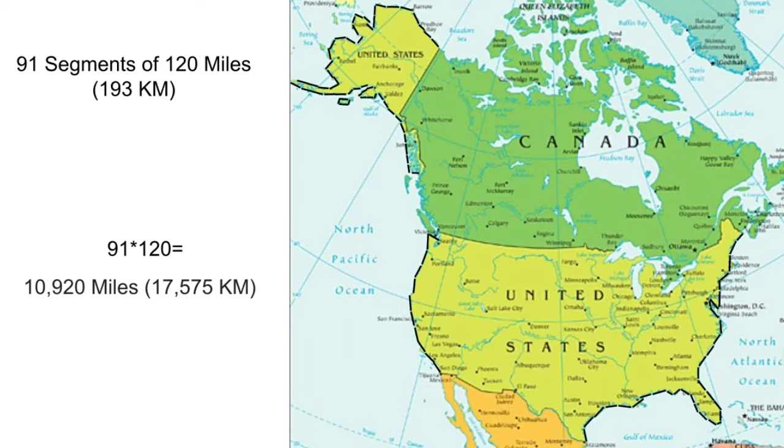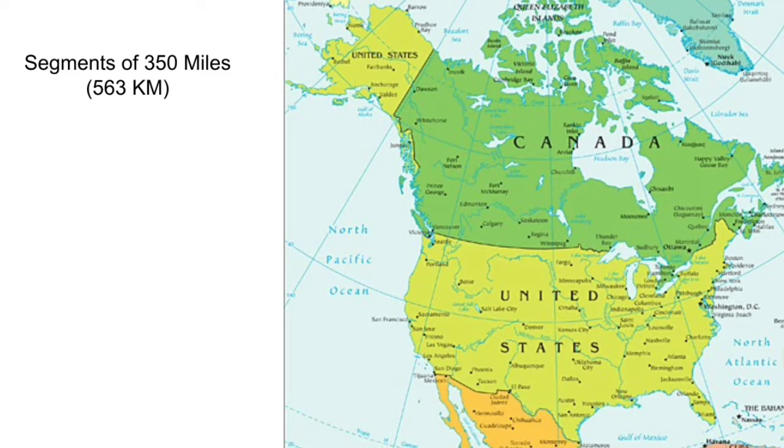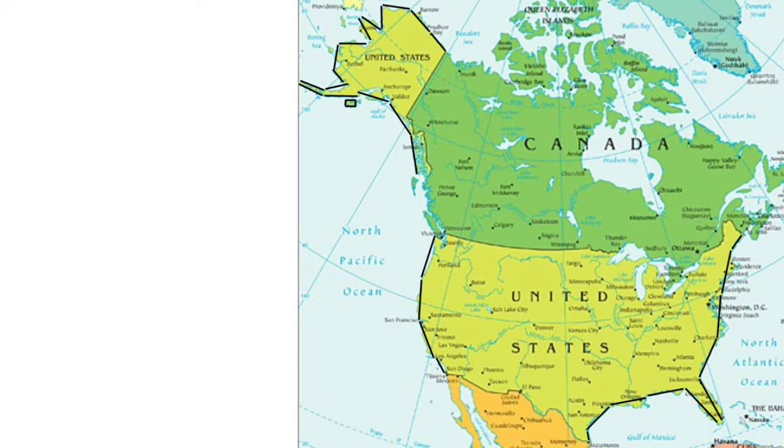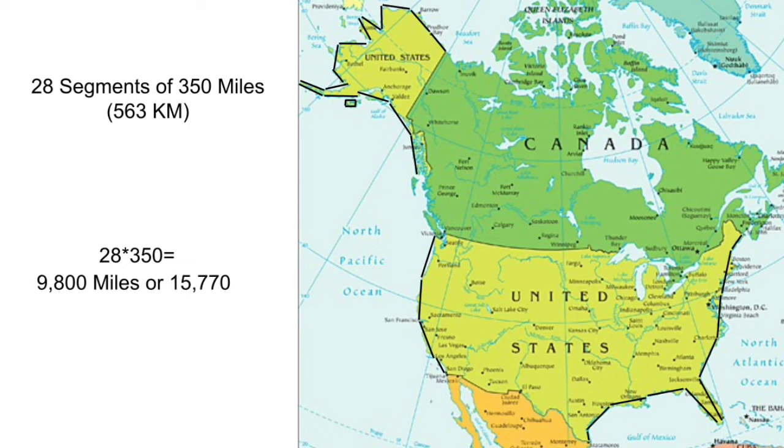What if we wanted to use bigger segments? Well, we could do just that, except this time use segments of 350 miles or 563 kilometers. That would be this long in relationship to the map. After using that as a measuring stick, the map would look like this and would have 28 segments. Then we multiply that by 350 to get our coastline in miles. That would equate to about 9,800 miles or 15,770 kilometers. And that's a 9% decrease from when we used our 120-mile measuring stick.